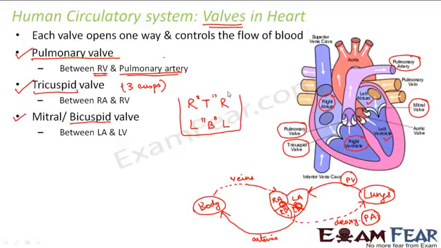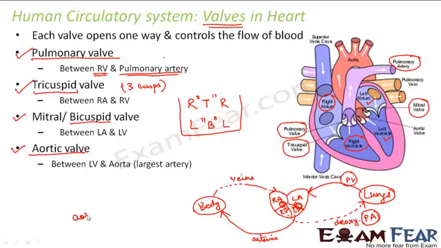Similarly, between the left auricle and left ventricle is the bicuspid valve. Then the 4th valve is the aortic valve. The word aortic has come from the term aorta. What is aorta? Aorta is the largest artery of the body. So between the aorta and the left ventricle is present the aortic valve. That means this left ventricle and the aorta. So here also one valve has to be present.